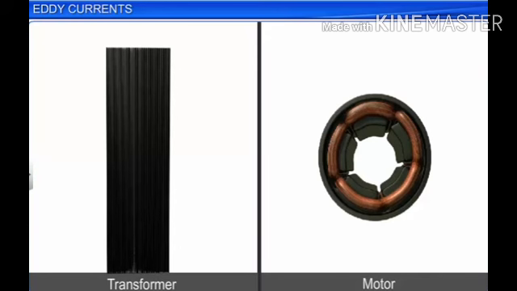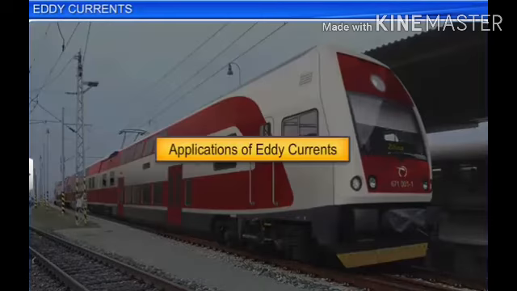Since the dissipation of electric energy into heat depends on the square of the strength of the electric current, heat loss is substantially reduced. Let us now study the applications of eddy currents.